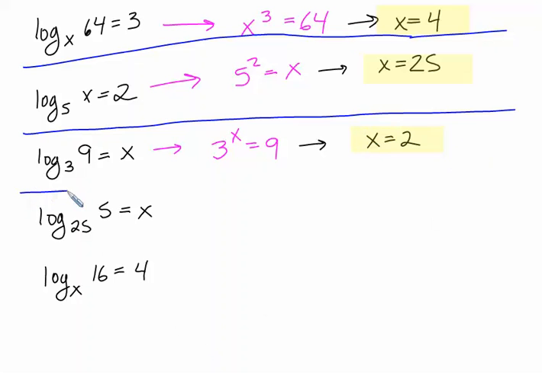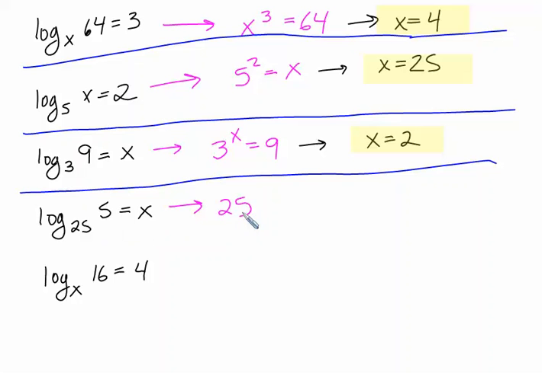In our next problem, the log base 25 of 5 is equal to x. Convert it out of logs first, so the base is 25. The log is always equal to the exponent. Now here, be careful. The square root of 25 is equal to 5, so the exponent that we want is 1/2.